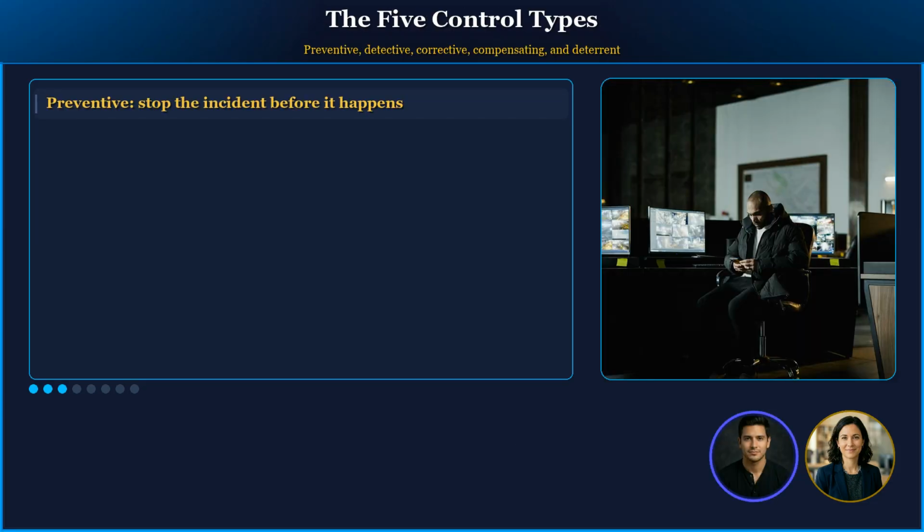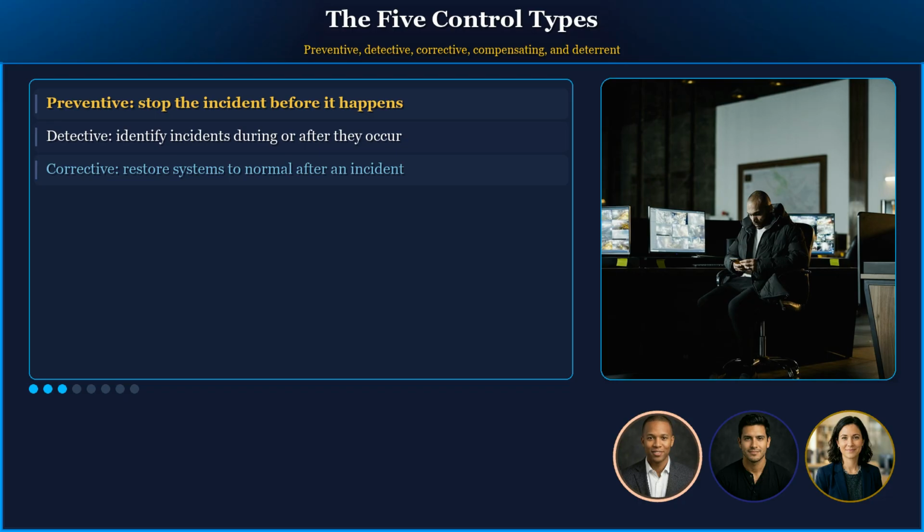Let me give you the exam trap on control types right up front. The categories are not mutually exclusive, and a single control can serve multiple functions depending on how it is used. The exam often asks you to identify the primary function, not all of them. Preventive controls act before an incident. A locked door, an access control list, multi-factor authentication, their entire purpose is to stop a threat from becoming an incident in the first place. If the control succeeds, nothing bad happens.